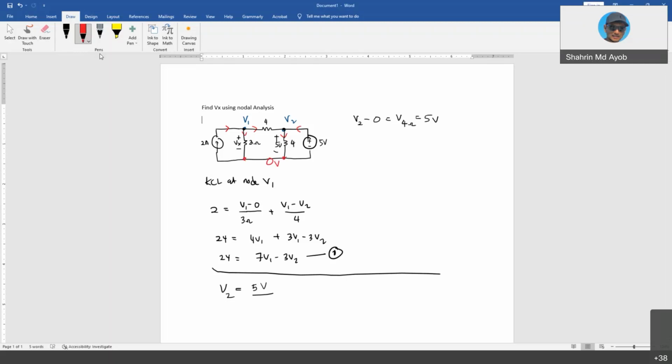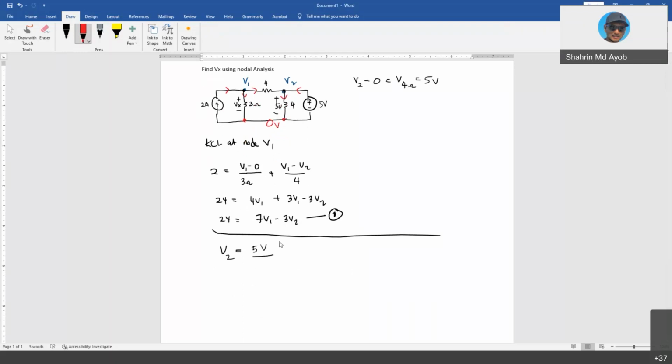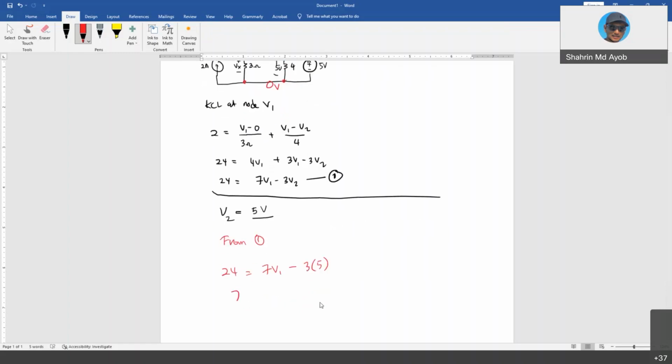Okay. So as you can see, we have V2 equals 5 volts. So from equation 1, you just substitute V2 with 5 volts. So 7 V1 minus 3 multiplied by 5 equals 24. So your V1 should be 24 plus 15, so V1 is 39 over 7 volts. Okay, so that is the point that I want to highlight.